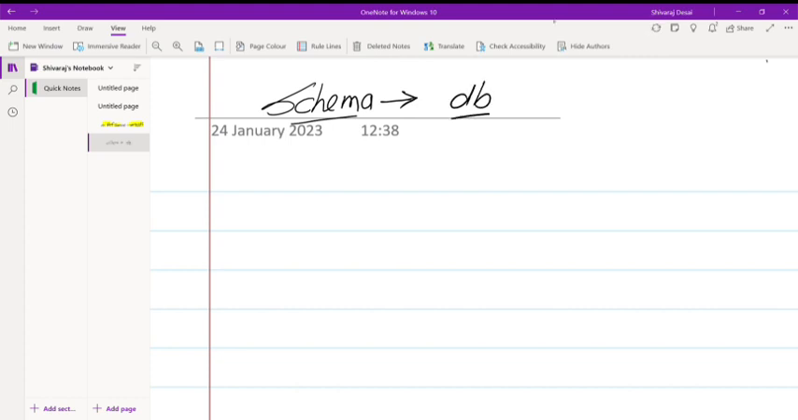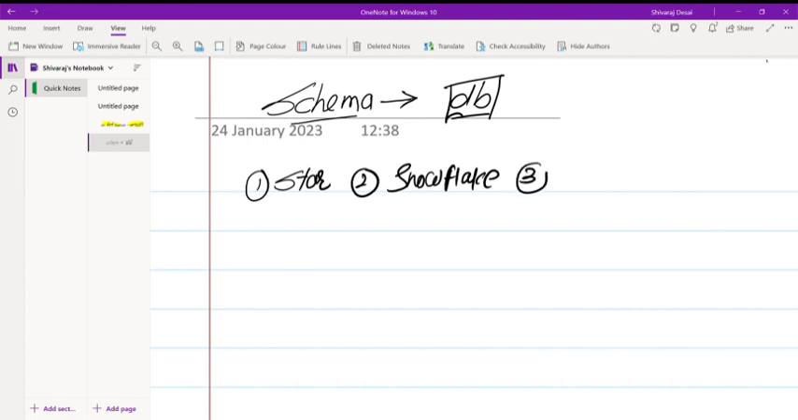Here, the three most important schemas are: the first one is star, the second one is snowflake, and the third one is FCS, that is the fact constellation schema, right?